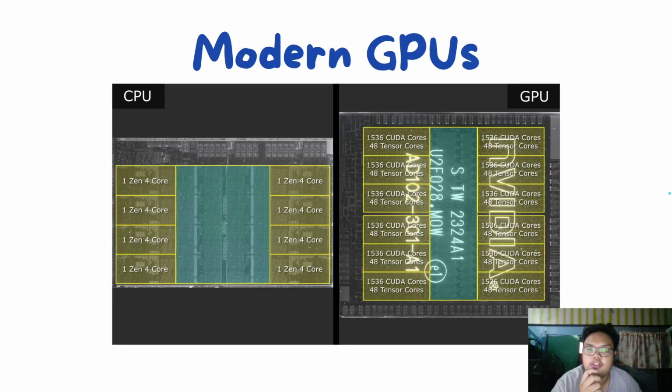Modern GPUs, a deep dive into the architecture. Today's GPUs like NVIDIA's RTX 4090 or AMD Radeon RX 7900 are technological marvels. So let's break down their architecture.